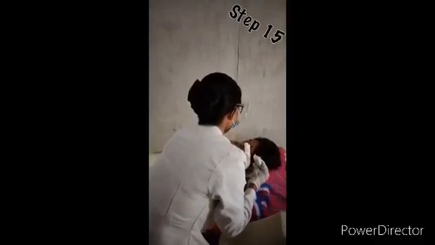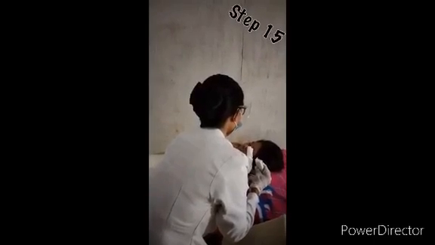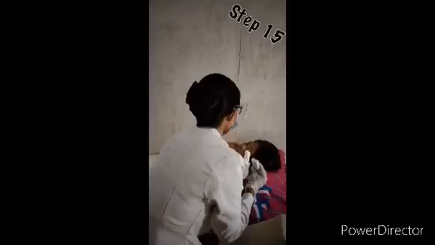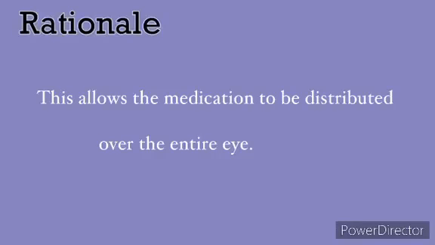Step number 15. Release the lower lid after the eye drops are instilled. Ask the patient to close the eyes gently. Rationale: this allows the medication to be distributed over the entire eye. Step number 16. Instruct the patient not to rub the affected eye. Rationale: this prevents injury and irritation to the eye.